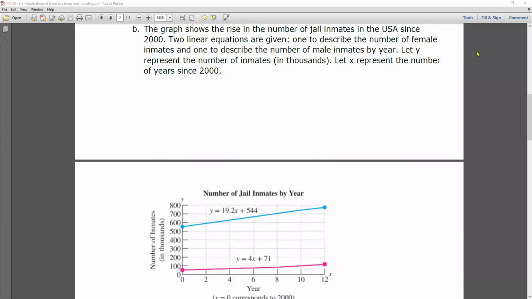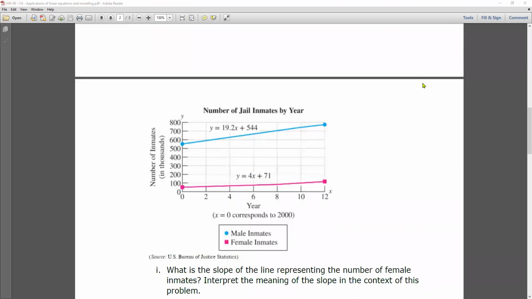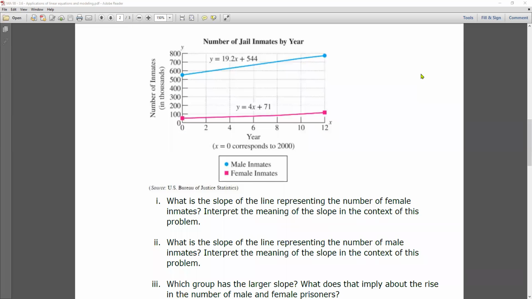All right, so now this problem, again, if you have the picture pulled up or printed out, you'll be able to see the problem on the other page. Apologize ahead of time that I ran out of space, so I had to split up the problem. The graph shows the rising numbers of jail inmates in the USA since 2000. Two linear equations are given. One describes the number of female and one describes the number of male. Let y be the number of inmates in thousands, and x will be the number of years since 2000. Okay, let's go ahead and take a look, see what we have.